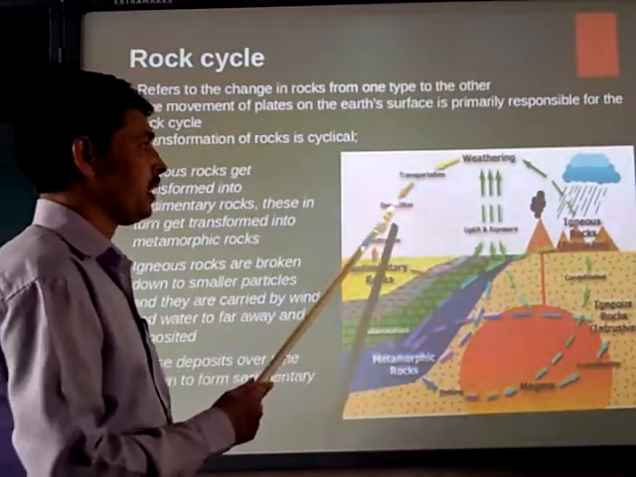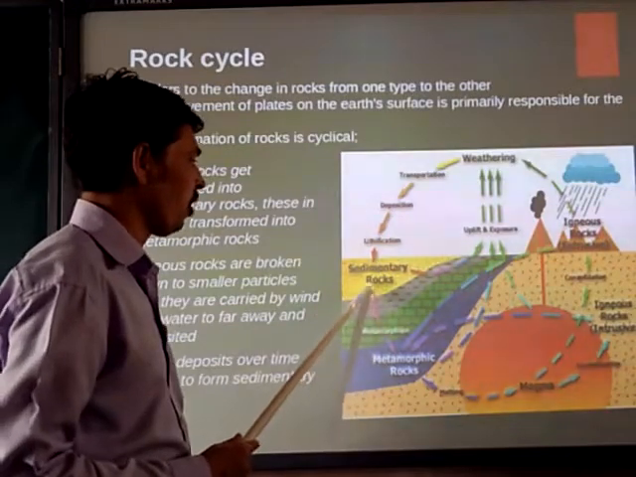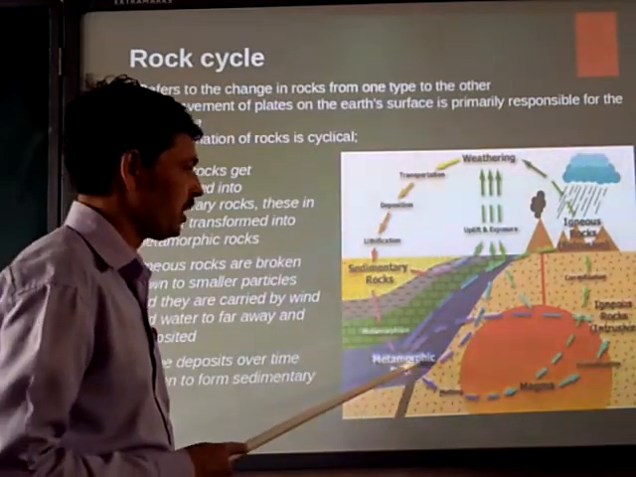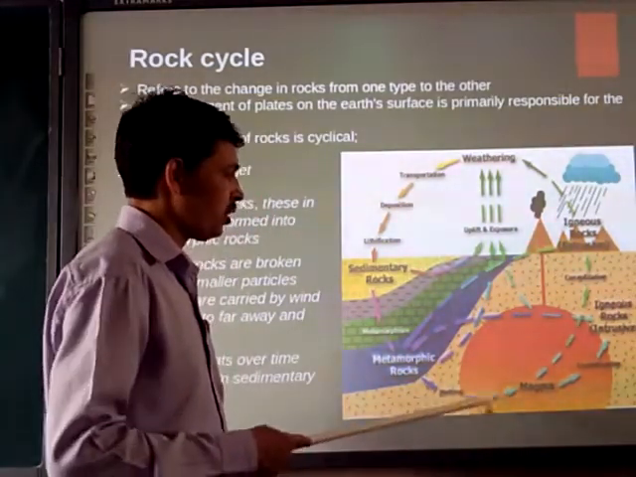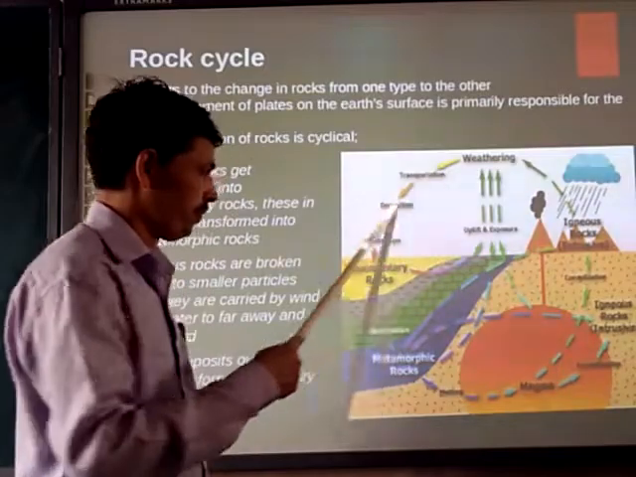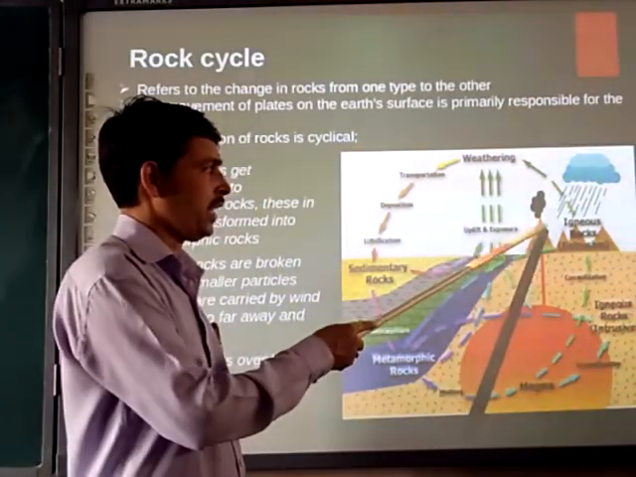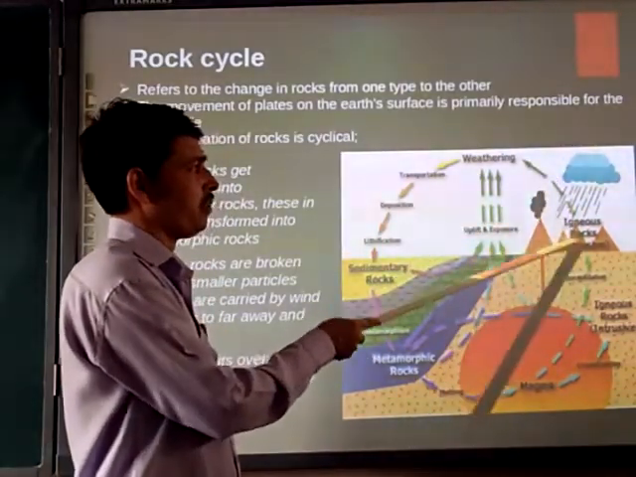Then transported, then deposition, then lithosphere, then sedimentary rock, then it converts into metamorphic rock, and again the metamorphic rock goes into melting. So this is the cycle, how it's moving. The magma is here, magma moving here, then igneous rock here. This green arrow is showing it here.